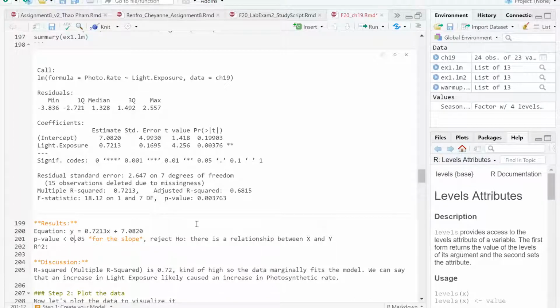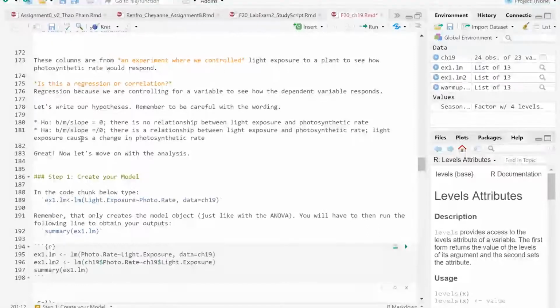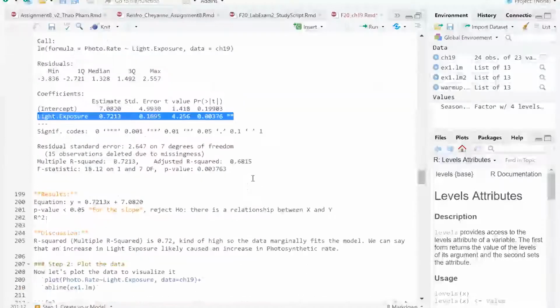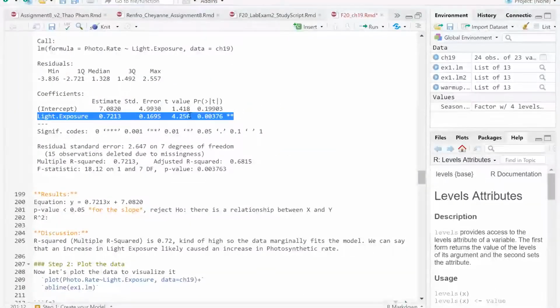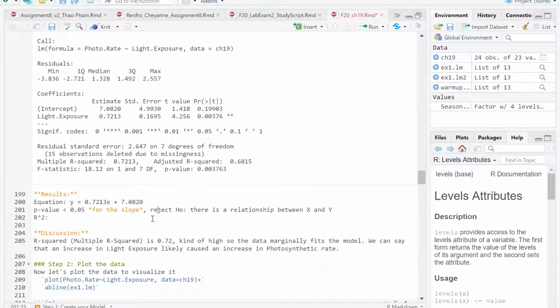Our p-value, and there's two p-values. So you have a p-value for your intercept, and you have a p-value for your slope. The p-value we're focusing on is our p-value for our slope. Remember, that's what our hypothesis is about. Is our slope equal to 0 or not? So we're looking at the p-value for our slope, which is less than 0.05, meaning that we're going to reject our null hypothesis that there is no relationship between x and y.